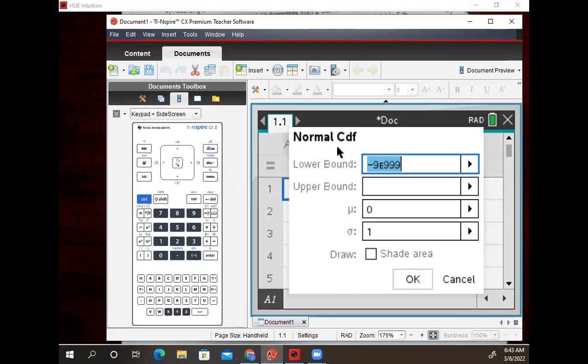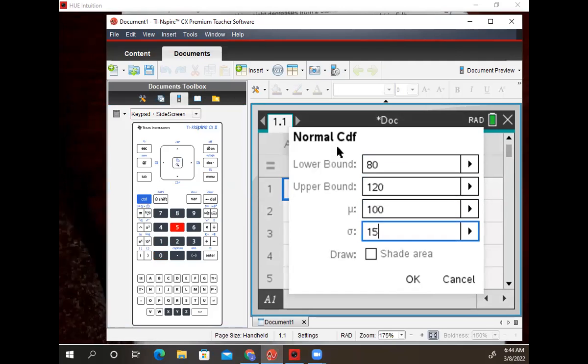So our lower bound here is 80. I'm going to hit the tab key to get down to the next box. Our upper bound is 120. Tab to the next box. Our mean is 100 and our standard deviation is 15.